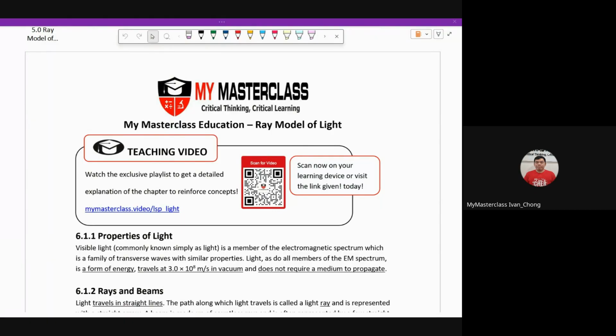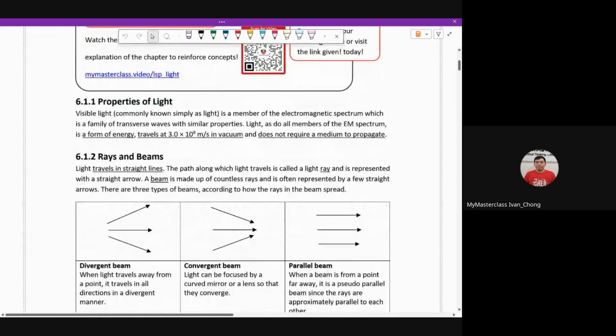Okay, we'll start with the chapter of ray model of light. So first things first, light has a certain property, which is basically the part that is underlined over here. Light is a form of energy itself. It travels at this speed in vacuum. This is 3 times 10 to the power of 8 meters per second, and this is space.